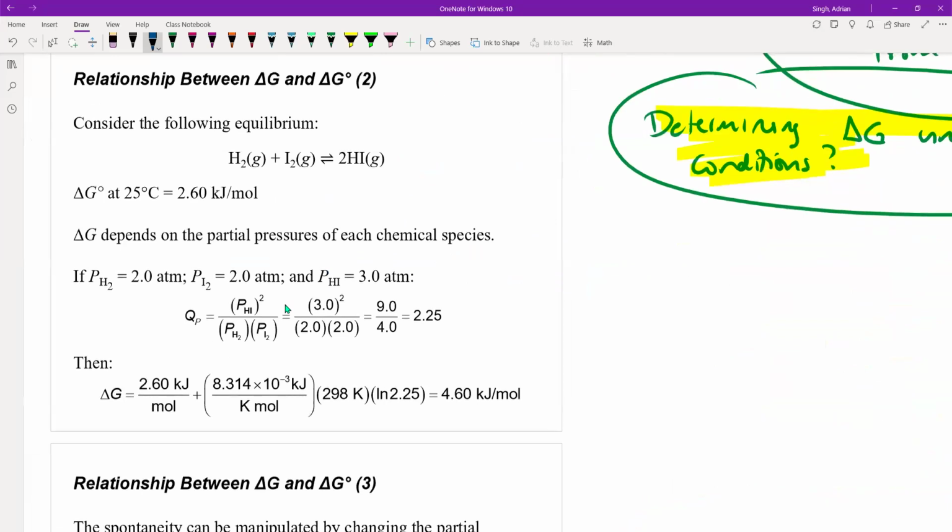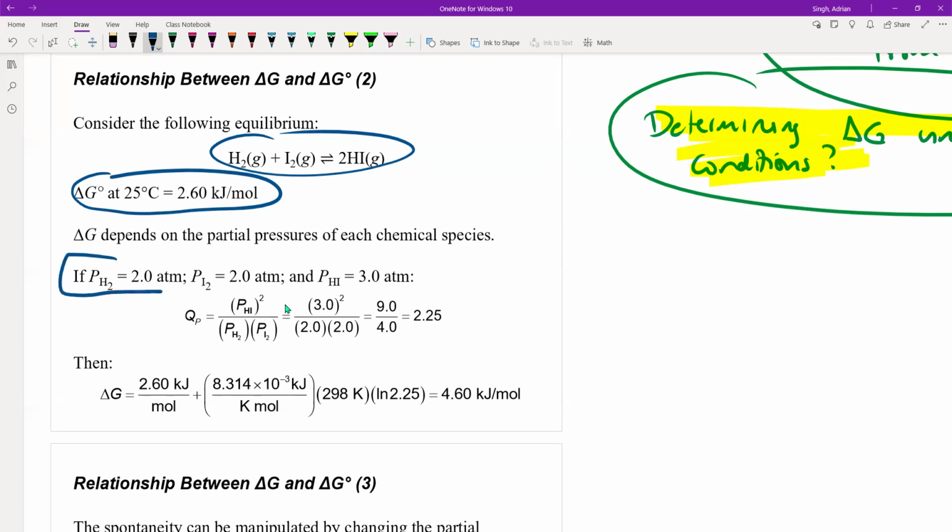And we have here a gas state equilibrium: hydrogen with iodine, and hydrogen iodide. We are told that the delta G standard for this, at 25 degrees, is 2.60 kilojoules per mole. And then we're given the following information. We're given the partial pressure of each species.